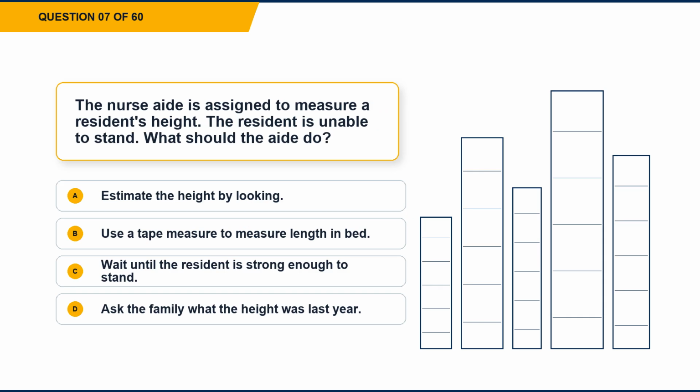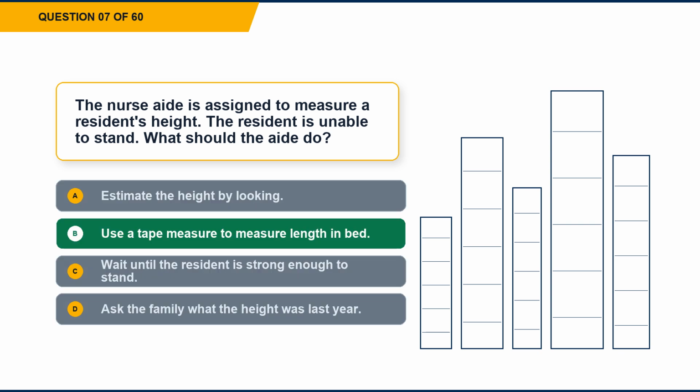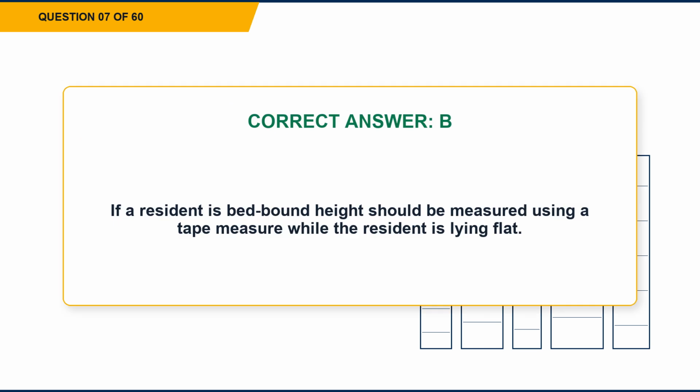Question 7. The nurse aide is assigned to measure a resident's height. The resident is unable to stand. What should the aide do? Option A, estimate the height by looking. Option B, use a tape measure to measure length in bed. Option C, wait until the resident is strong enough to stand. Option D, ask the family what the height was last year. The correct answer is option B. Explanation: if a resident is bedbound, height should be measured using a tape measure while the resident is lying flat.